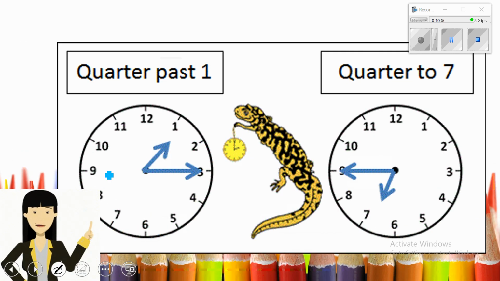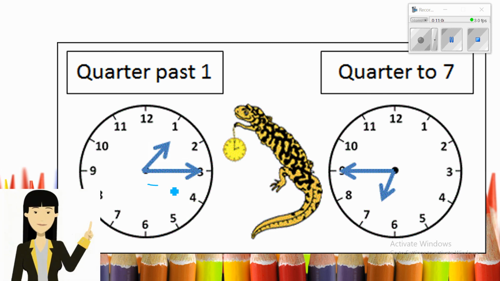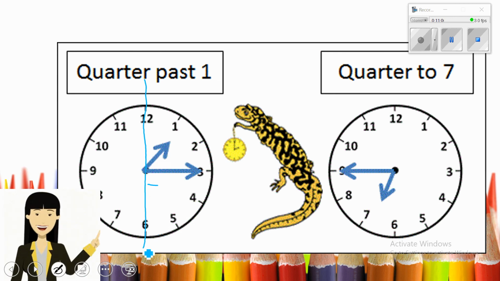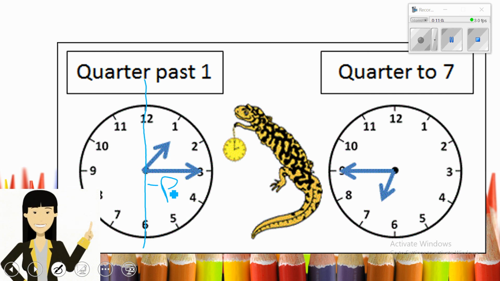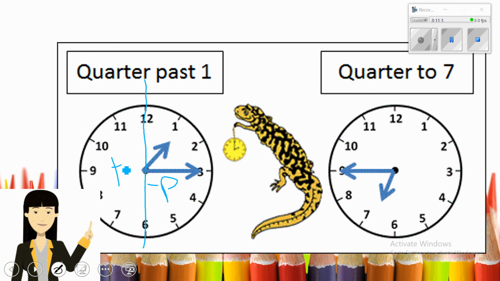Look here. If I'm reading this hour, the first thing I have to do is draw a line. So number one, drawing a line. I write T for past, T for to. And I will look to the minute hand.